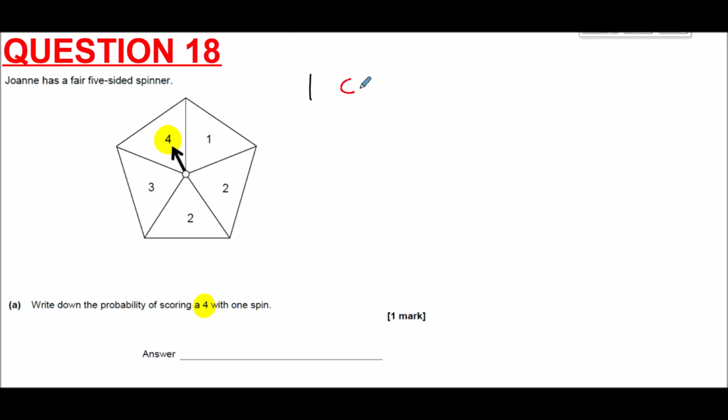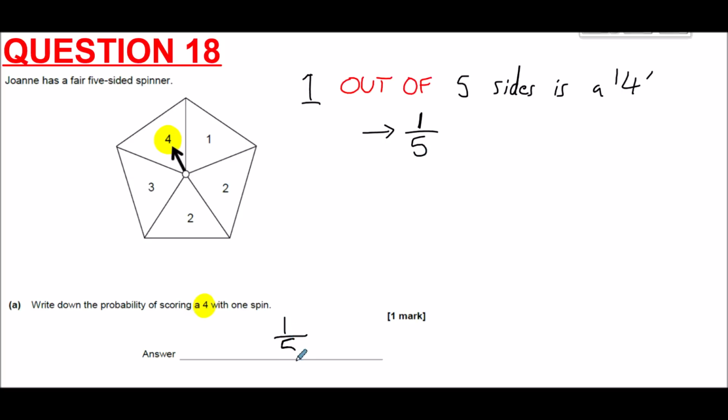And so we can say that 1 out of the 5 sides is a 4. And so because 1 out of 5 sides is a 4, the chance of it landing on a 4 is just 1 out of 5. Because there's only one way of landing on a 4 out of 5 possible sides it could land on. And so the answer to this one's 1 out of 5.